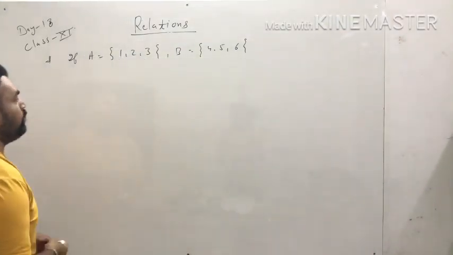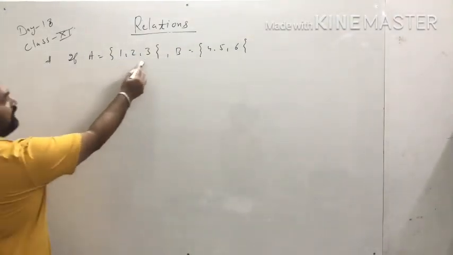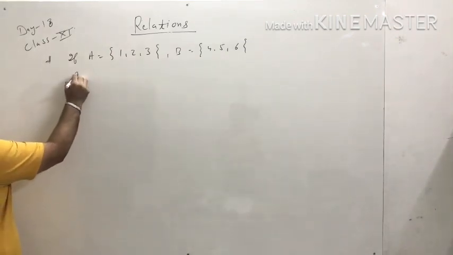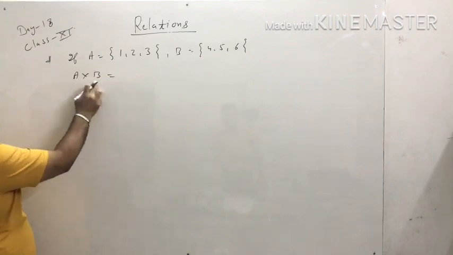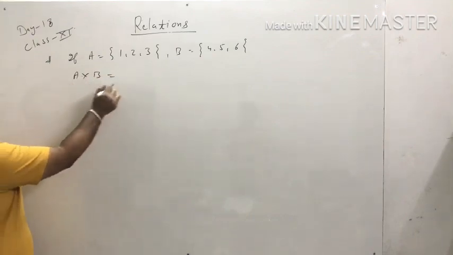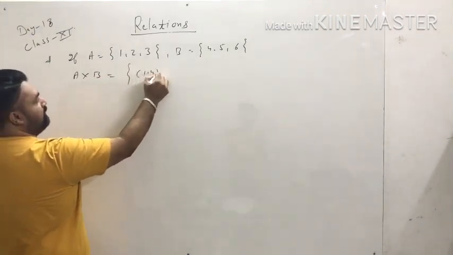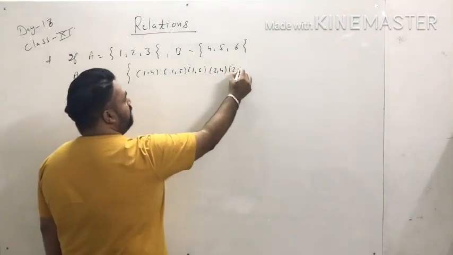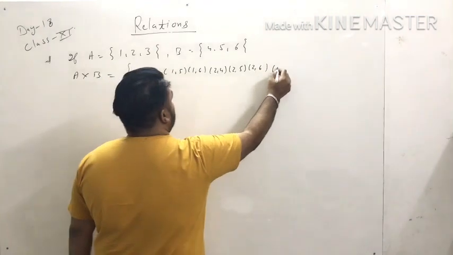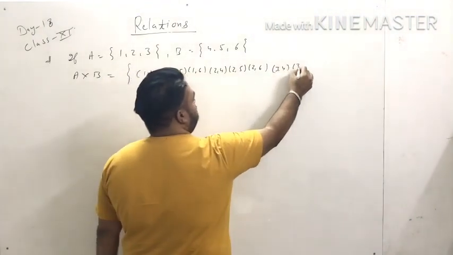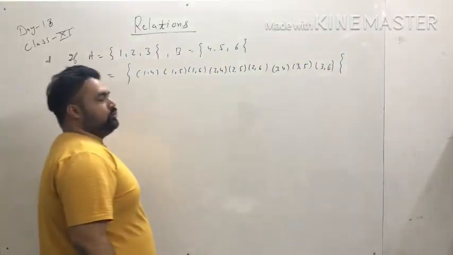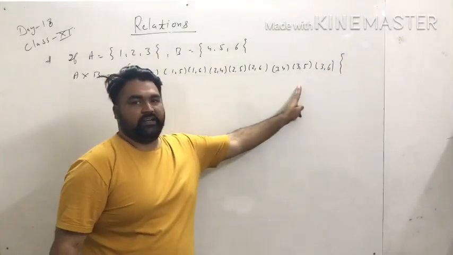Now we take an example: if A equals 1, 2, 3 and B equals 4, 5, 6. Now what is A cross B? A cross B means the Cartesian product of two sets, that is 1 4, 1 5, 1 6, 2 4, 2 5, 2 6, 3 4, 3 5, 3 6. So these are the ordered pairs.